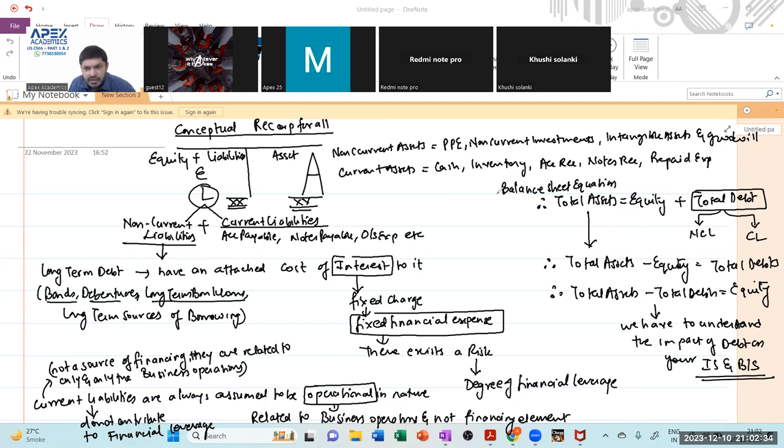This is the first thing that they teach you in accounting in MBA finance, the balance sheet equation. Please keep this much in mind. This is called your balance sheet equation. Now, our objective is to go beyond an MBA in finance and understand the impact of debt on your balance sheet. Please take a screenshot of this.